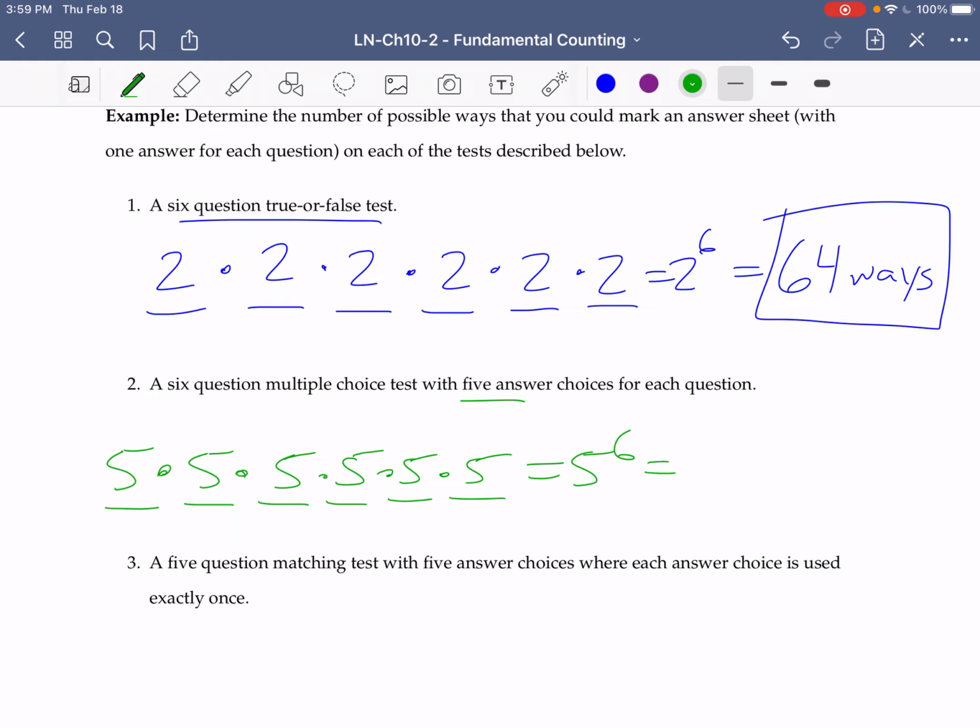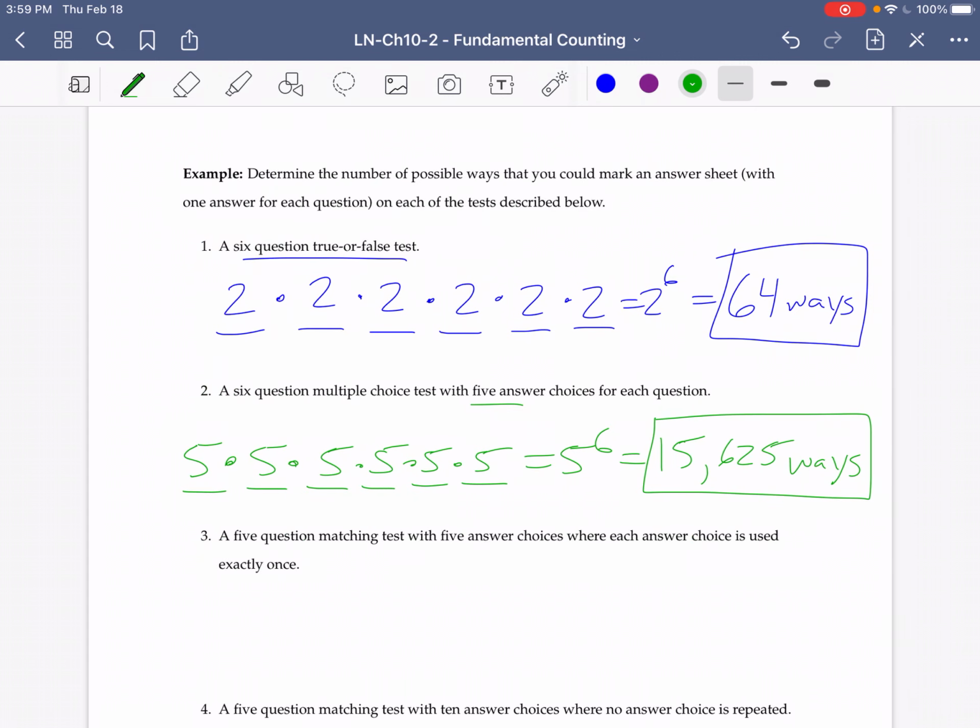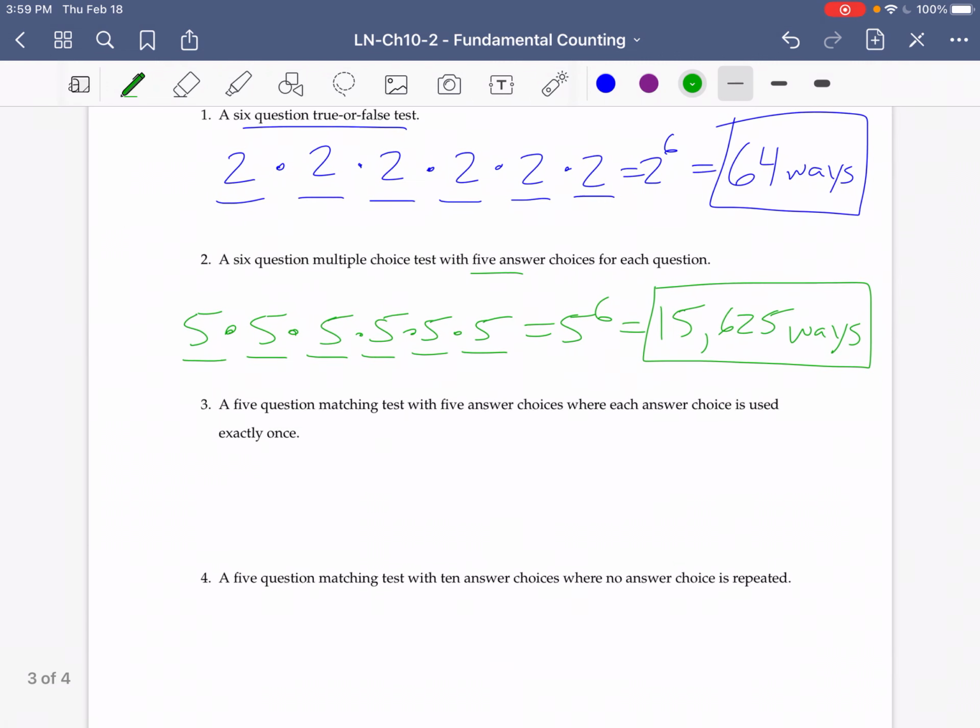5 to the 6th power is 15,625 ways. So a lot more multiple choice than there are true-false.